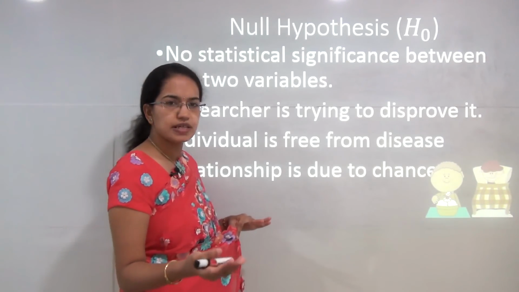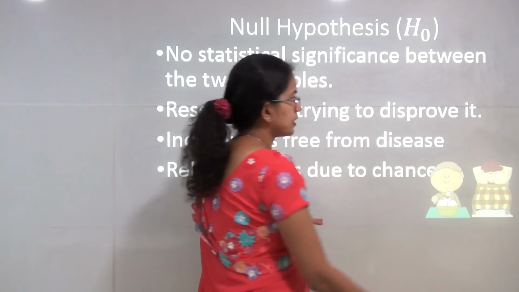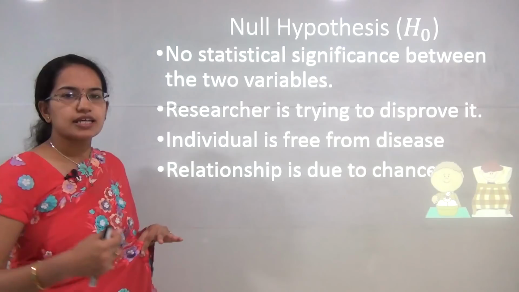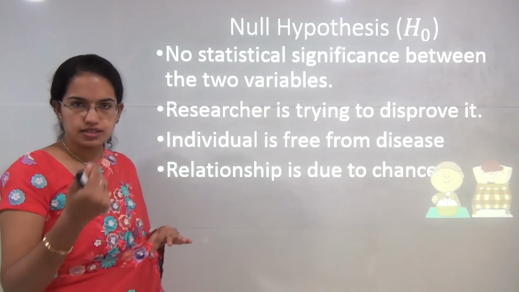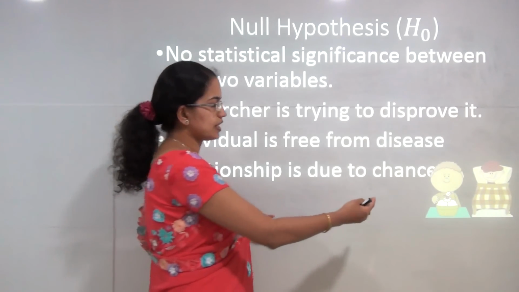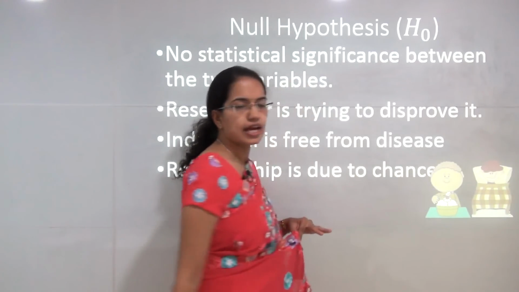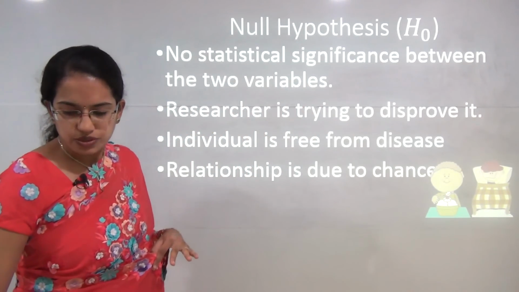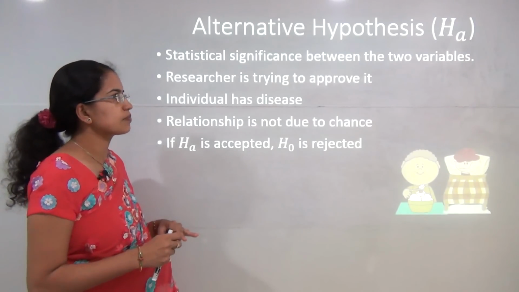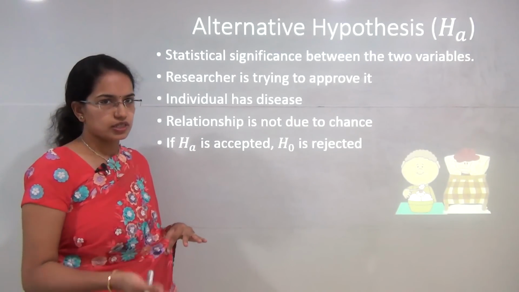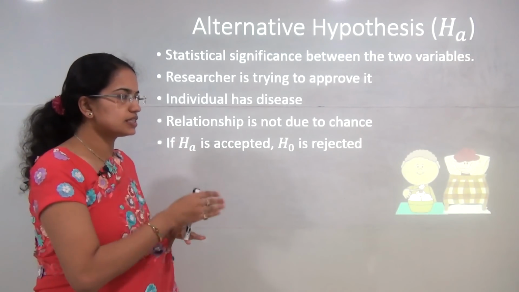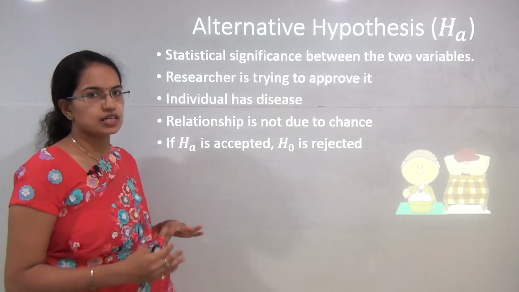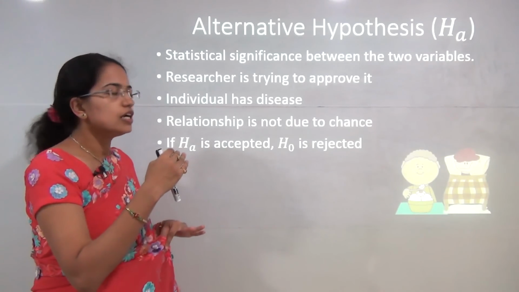And what the researcher is basically trying to establish is that he is trying to disprove the hypothesis, or we can say the individual is free from disease, that could be another example, or again we can say there is no relationship between eating ice cream and running a temperature. So these types of relationships are merely due to chance if in case they do exist. On the other hand, we already talked about the alternative hypothesis where we believe there exists a relationship between the two variables. So there is a statistically significant relationship that exists between the two variables.